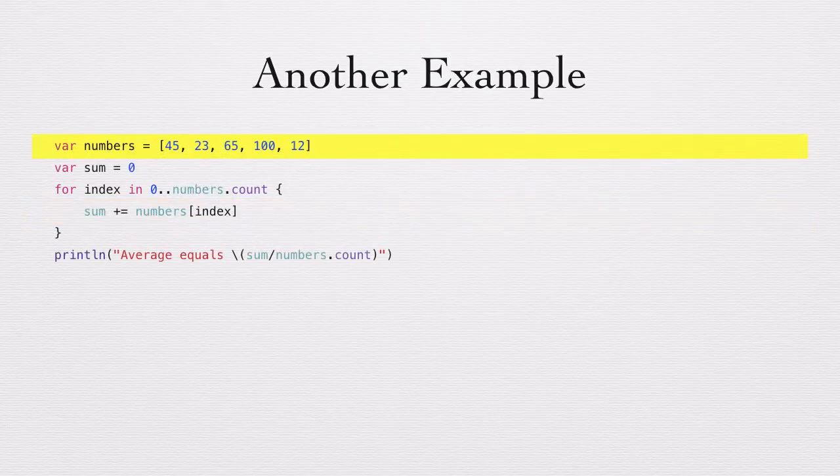In this example, the numbers array is mutable as the assignment is made to a variable type. The elements of the array are inferred to be of type integer. The for loop computes the sum of all elements of the array. The last statement computes and prints the average.